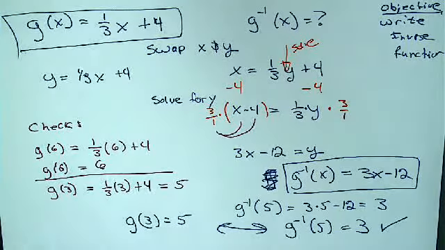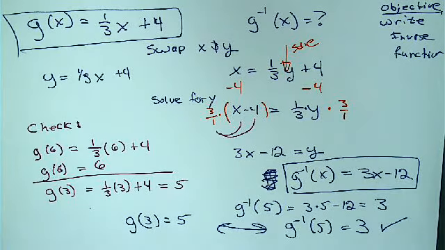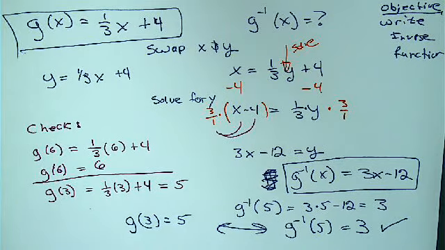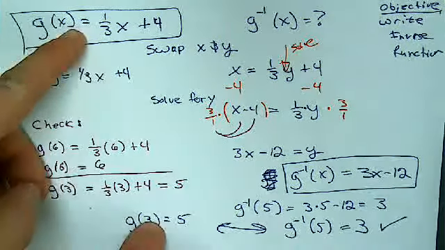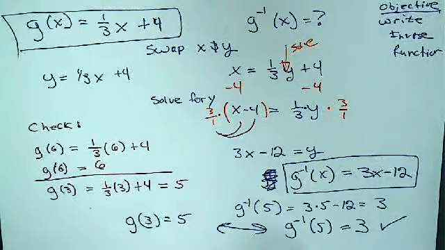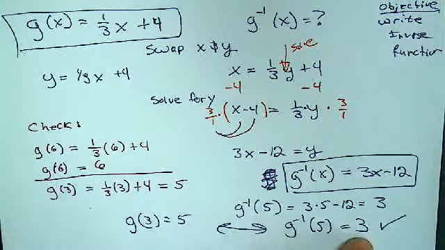Do you have to do the check on every problem? No. But I want to keep reminding you of what this inverse represents. It means you wrote an equation that undoes what the first equation did. This equation takes a 3 and it generates a 5. The inverse takes a 5 and returns it to the state of being a 3.